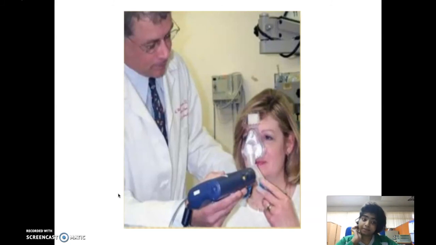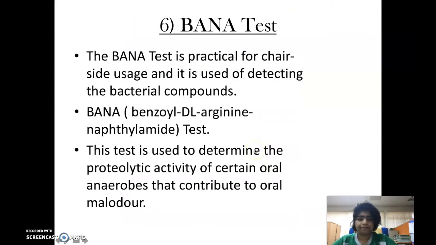As you can see in this picture, this doctor used the electronic nose to clinically assess oral malodor and examine the association between oral malodor strength and the oral health status of this patient. As you can see, this is the electronic nose. This is the machine to detect the readings.